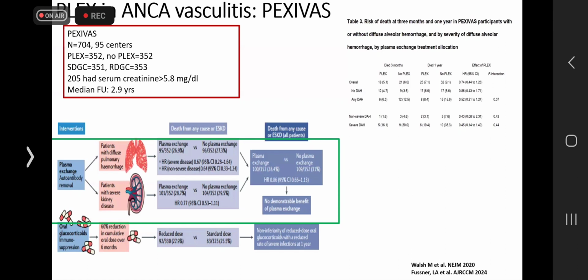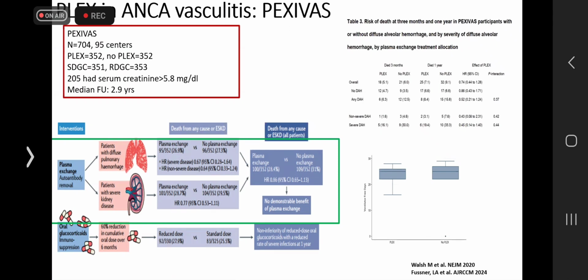And what you see here is the death at 3 months and 1 year in patients who had alveolar hemorrhage and without alveolar hemorrhage, and in patients who had severe versus non-severe alveolar hemorrhage. PLEX clearly had no significant effect on either the alveolar hemorrhage or the severity of alveolar hemorrhage. And if you look at the number of ventilator-free days, again, no difference between PLEX and no PLEX arm.